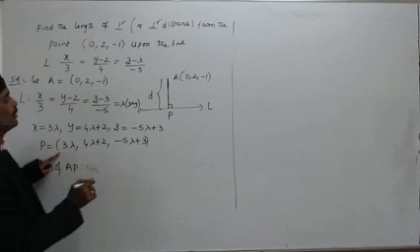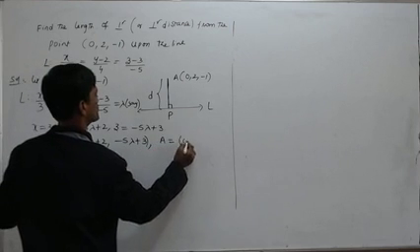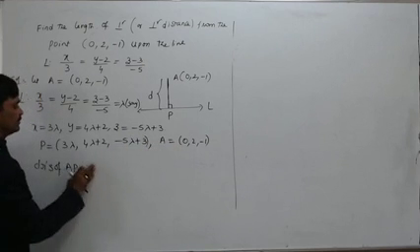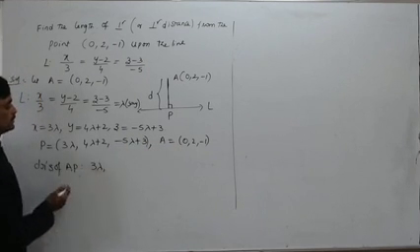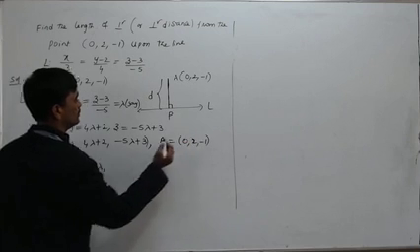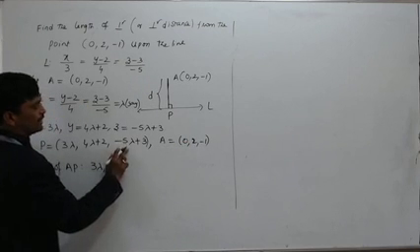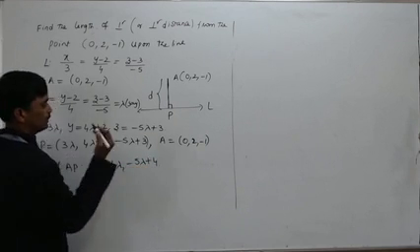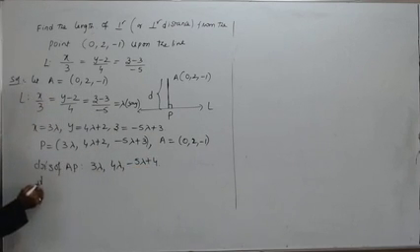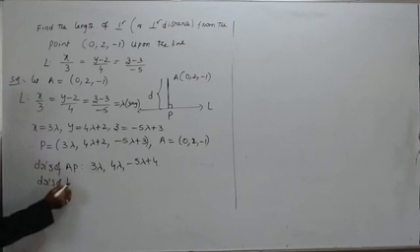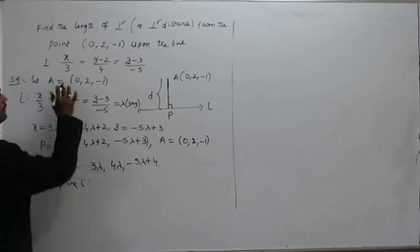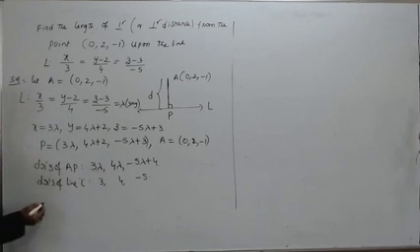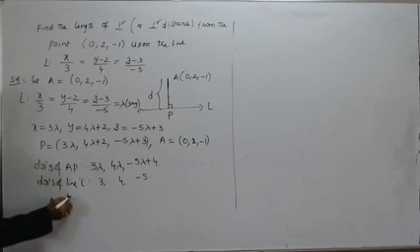So these are the P coordinates, and these are the A coordinates. So the DRs of AP: 3 lambda minus 0, that is 3 lambda; 4 lambda plus 2 minus 2, that is 4 lambda; minus 5 lambda plus 3 minus of minus 1 plus 1, that means minus 5 lambda plus 4. Next, what are the DRs of the line? The DRs of line L are 3, 4, minus 5. So clearly from the diagram, the line AP is perpendicular to the given line L.